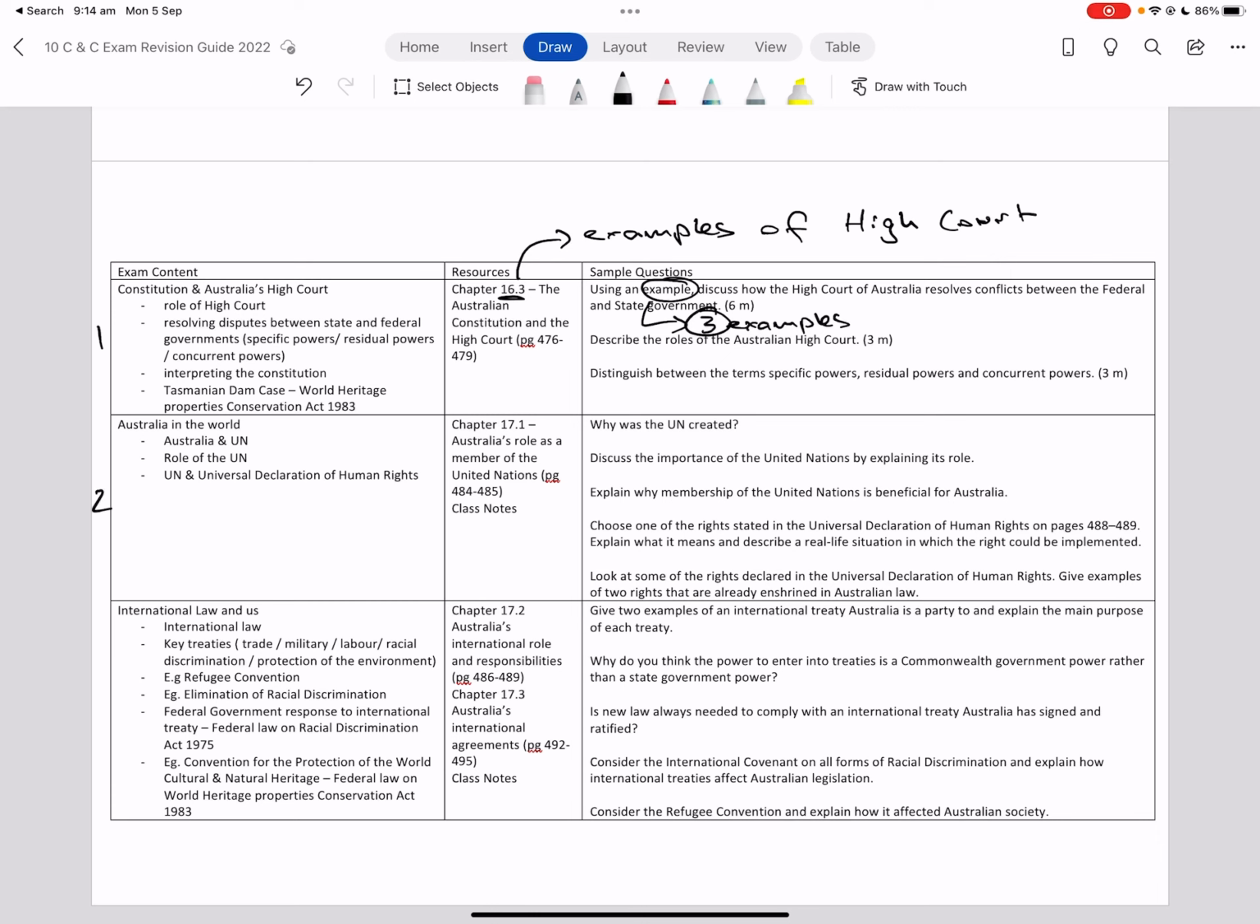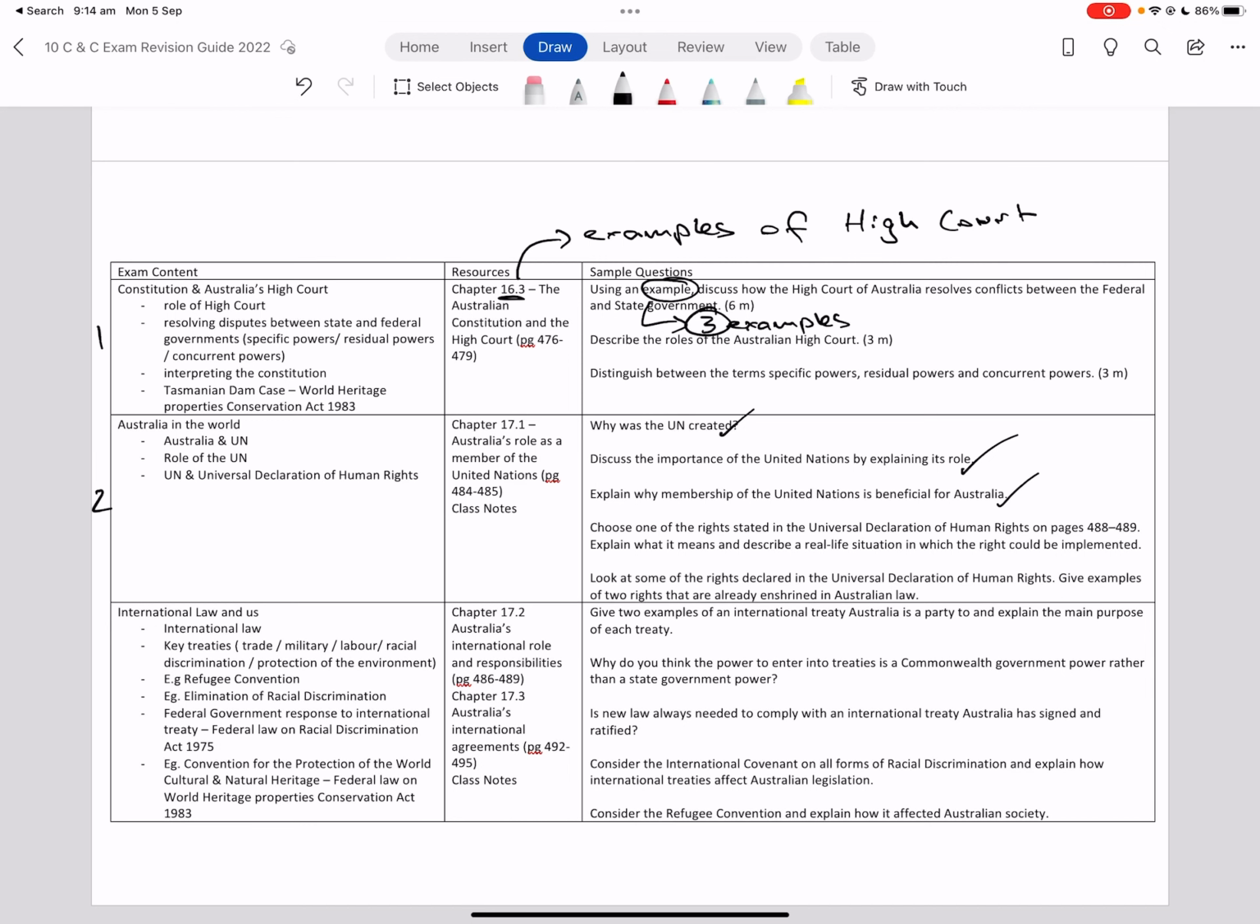The second section of examinable content is Australia in the world. So looking at the UN, the role of the UN, how Australia fits in, and also the Universal Declaration of Human Rights. So a couple of different things to consider here. Looking at why the UN was created, the importance of the UN, and why membership is beneficial. Then we've also got this agreement on the Declaration of Human Rights. You remember we went through why that was an important milestone in terms of the progression of international law and human rights overall. So you can refer back to chapter 17.1 in the text for that.